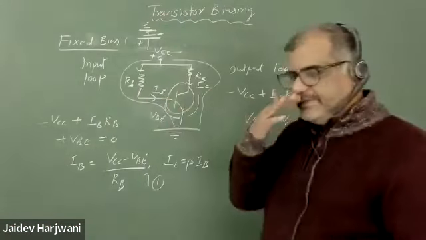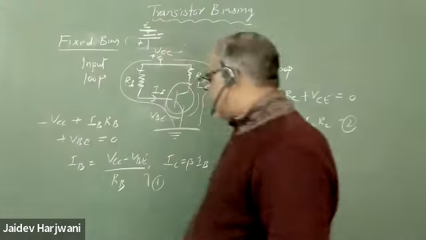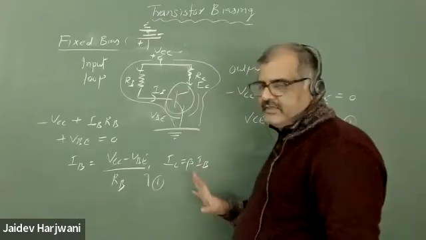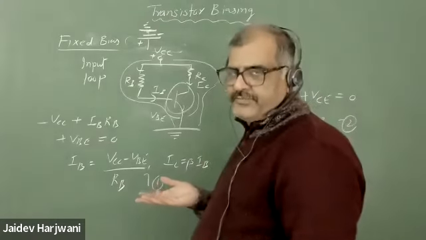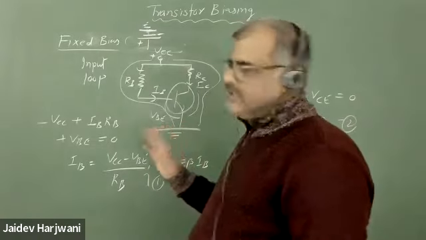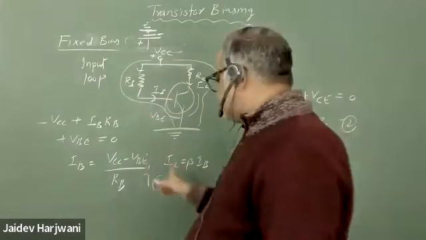You can determine whether it is in the active region or the saturation region. But one thing you can see here is that IC is dependent on beta. If there is a temperature variation, your beta will change and your IC will change. So that is not a good biasing, because it is not able to keep check on your IC.